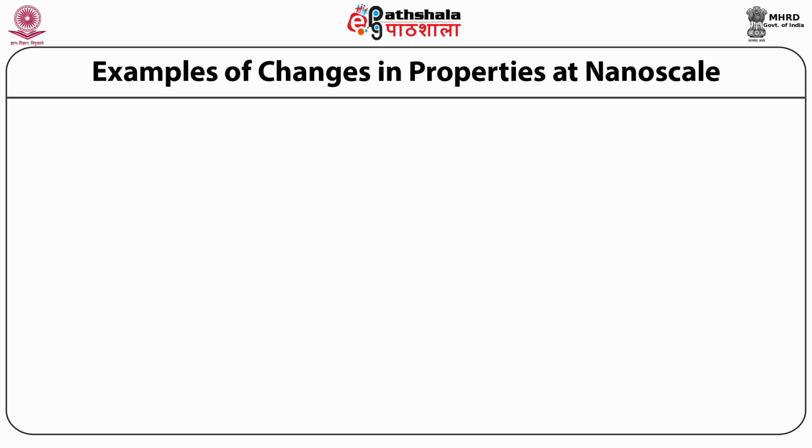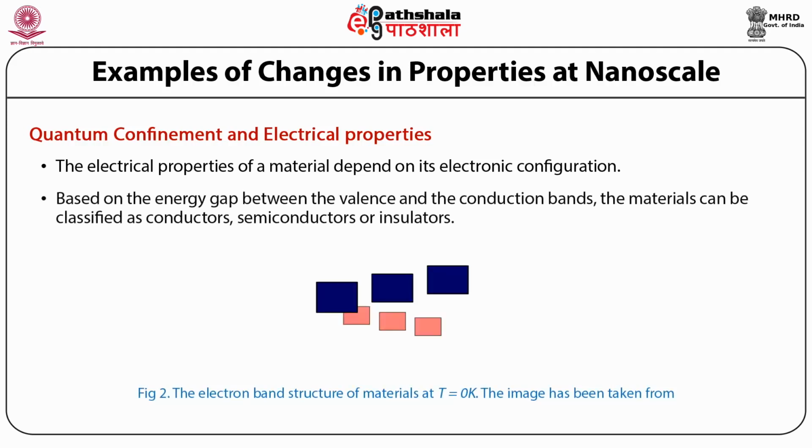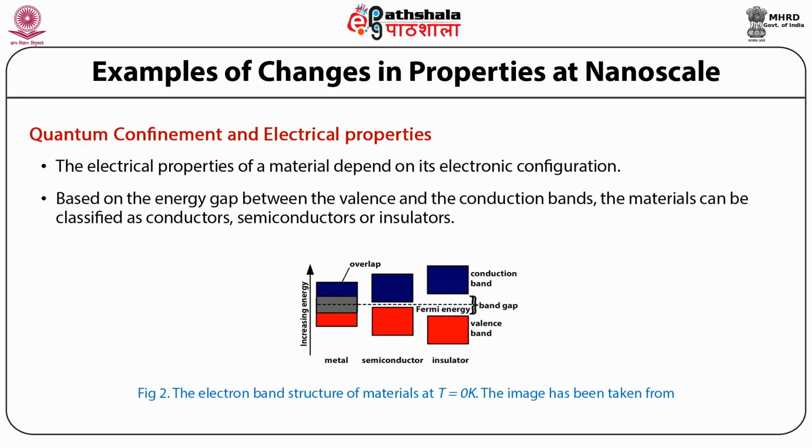First, we'll discuss the quantum confinement and electrical properties. The electrical properties of a material depend on its electronic configuration. Based on the energy gap between the valence and the conduction bands, the materials can be classified as conductors, semiconductors and insulators, and their electronic band structure at 0 Kelvin is shown in this figure.